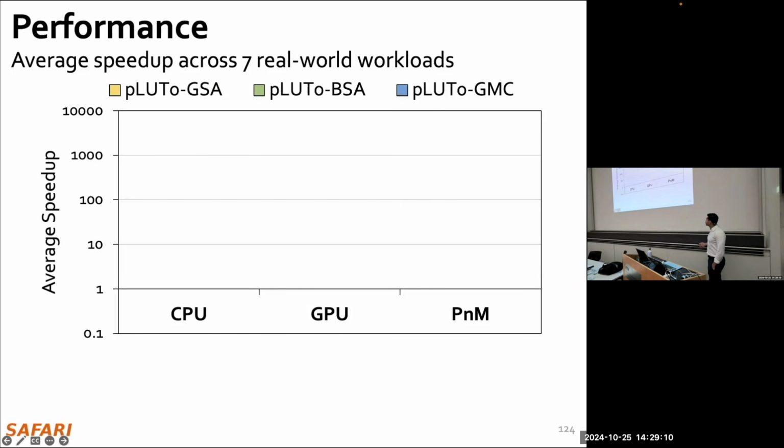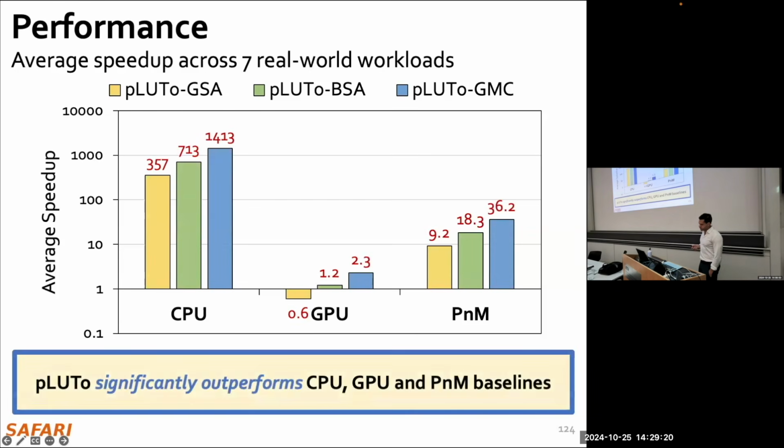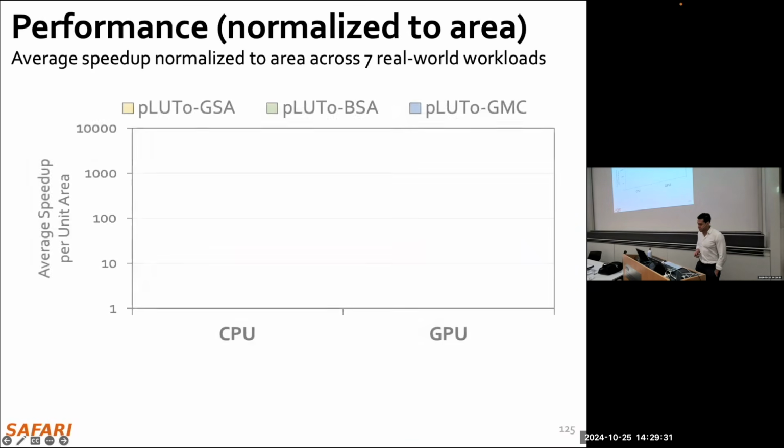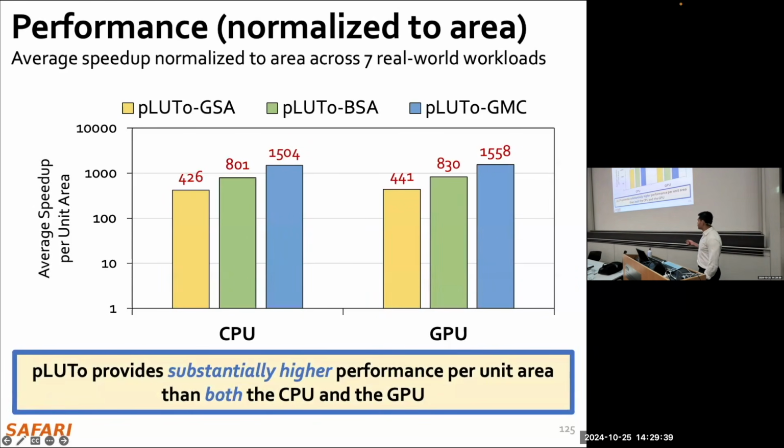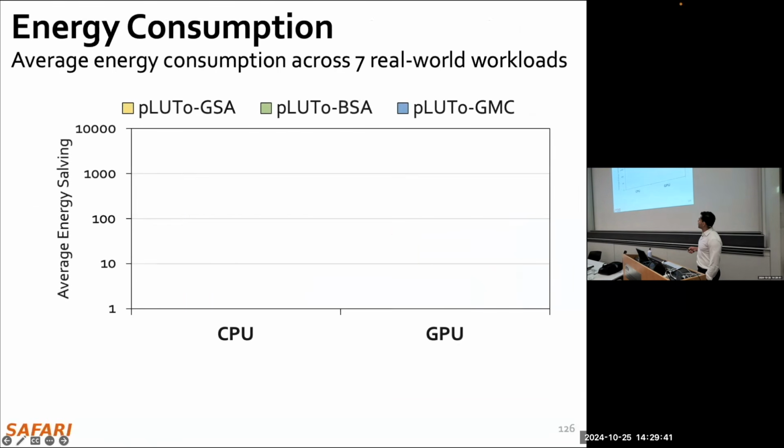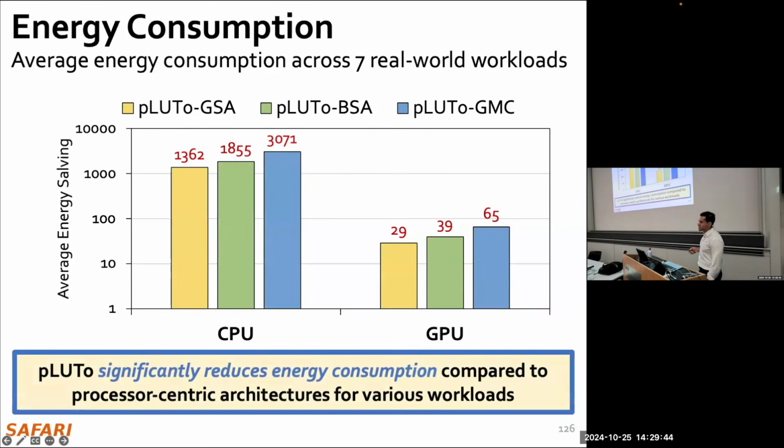So here is the performance of Pluto compared to the CPU, GPU, and we also have a processing-near-memory architecture. We use 3D-stacked memory with some logic for computation, and we see that Pluto, depending on the configuration that you use, can outperform those architectures with varying ranges, depending on the baseline architecture, of course. If you normalize this to area, the results are much better because the area of the CPU and GPU is much larger, and we also have significant energy savings compared to the CPU and the GPU.